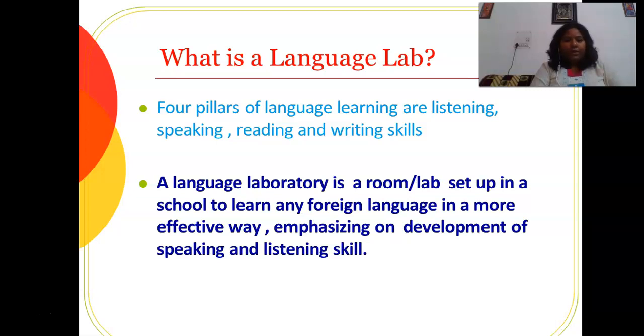As we all know, there are 4 pillars of language learning: speaking, listening, reading and writing. And we talk about the correct order. First we listen to the language, then we start speaking, and then reading and writing. But that takes place only in the case of the native language. That means the first language of our country or the first language of the person.